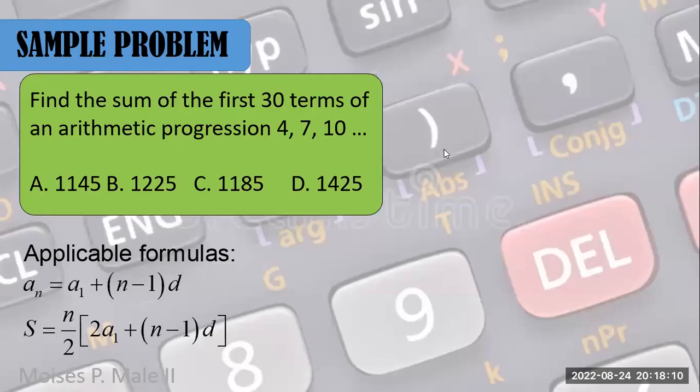So, kuha na yung letter D. Okay. So, there are several ways, no? Di ba? Kita nyo? To solve the problem.